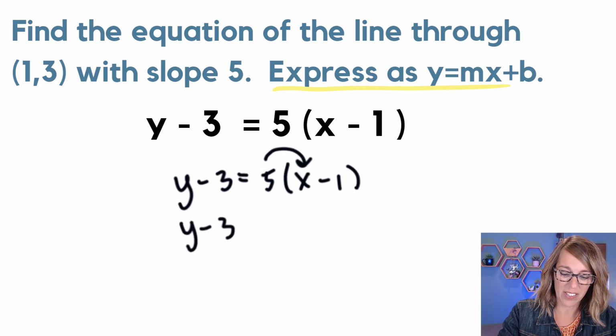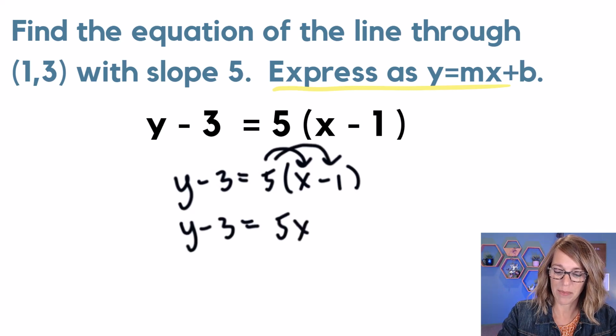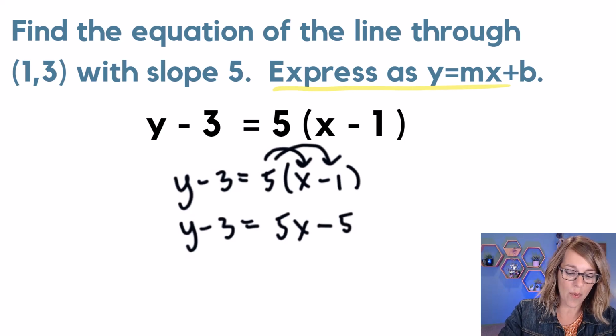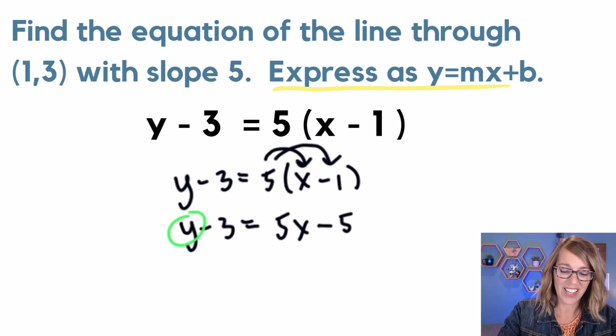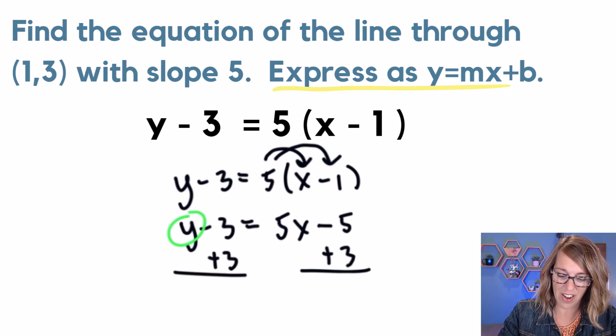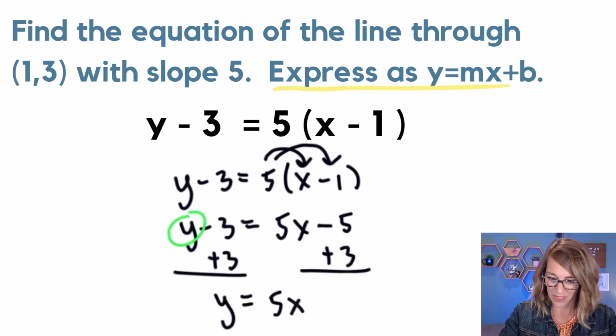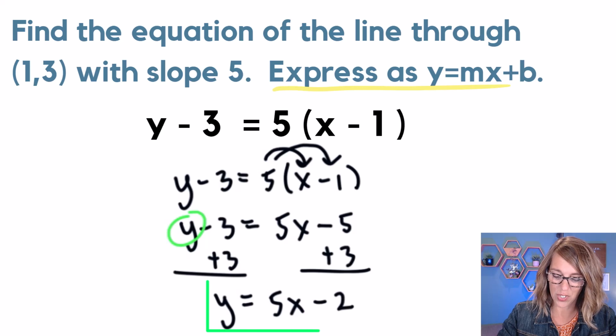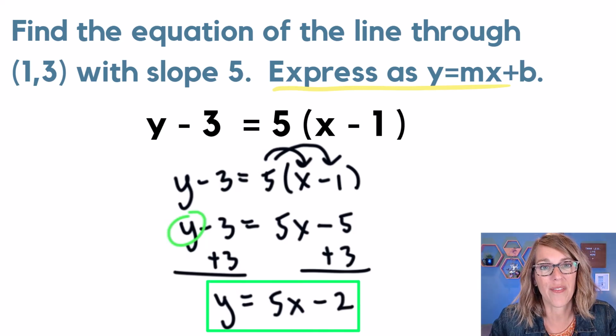So y minus 3 is equal to 5 times x. And then 5 times that negative 1 is a negative 5. I almost have y by itself. I just need to move that 3 over. So I'm going to add a 3 to both sides, and we are there. I've got y is equal to 5x. Negative 5 plus 3 is negative 2, and that's the equation of our line.